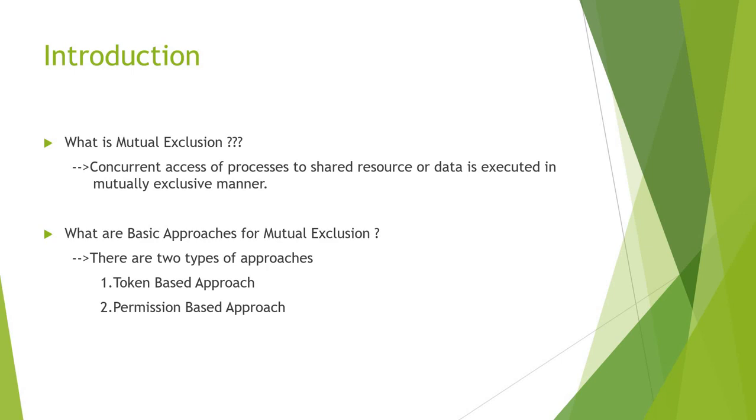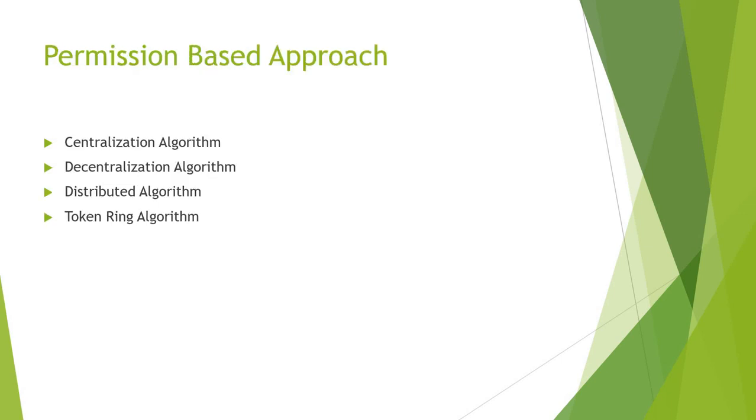So let's see what a permission based approach is. In a permission based approach, a process waiting to access the resource first requires the permission of other processes. There are many different ways of granting such permission, like the centralized algorithm, decentralized algorithm, distributed algorithm, and token ring algorithm. We will now study the decentralized algorithm in detail.